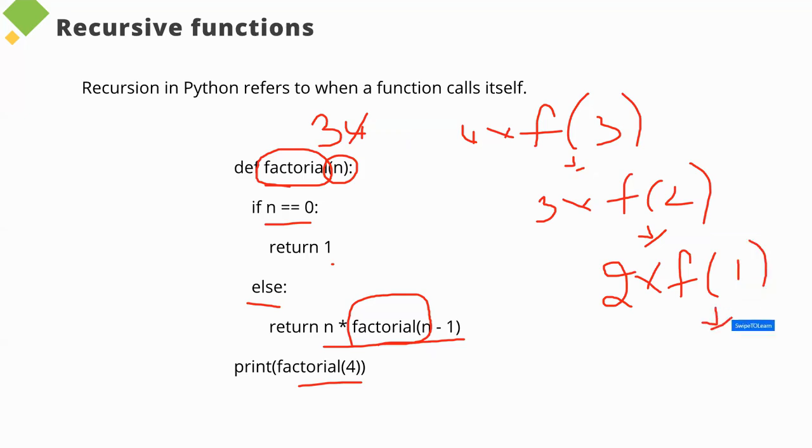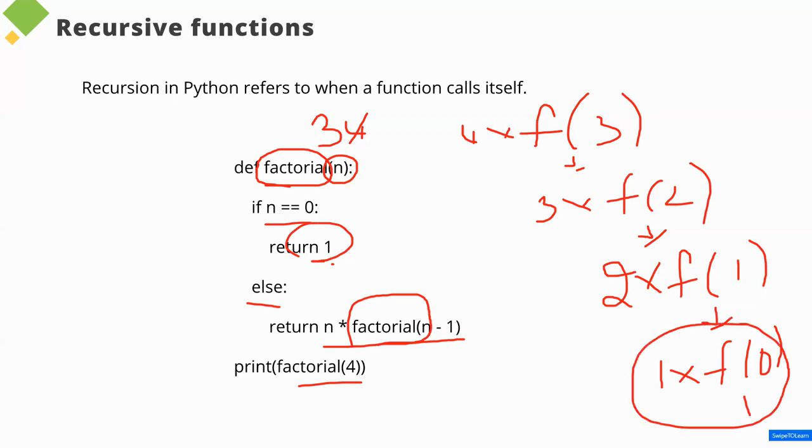F of 1 calls 1 into factorial of 0. So if we call f of 0 again, with n as 0, it returns 1. So 1 is written here. 1 into 1 is 1. So this complete f of 1 results in 1. 2 into 1 is 2. This complete is 2. 3 into 2 is 6. 6 into 4 is 24.